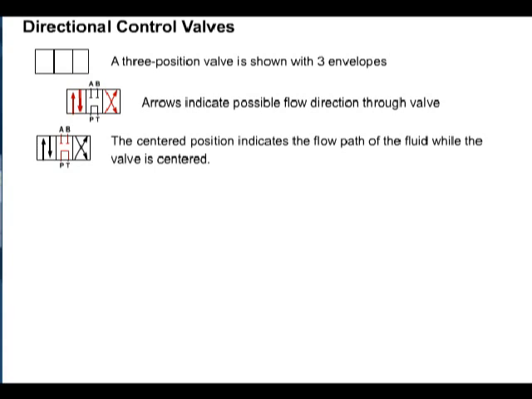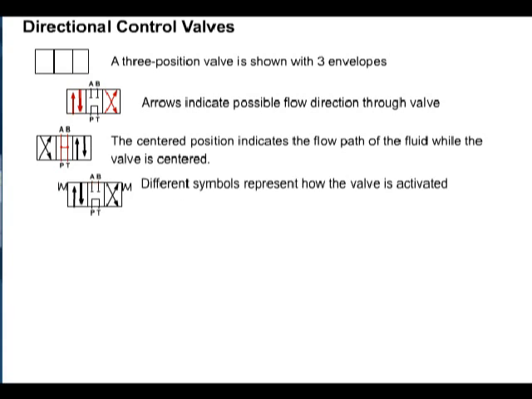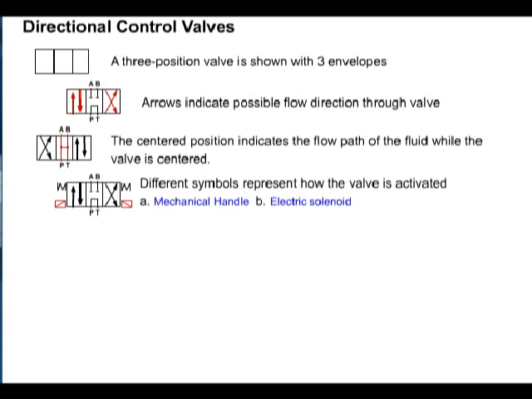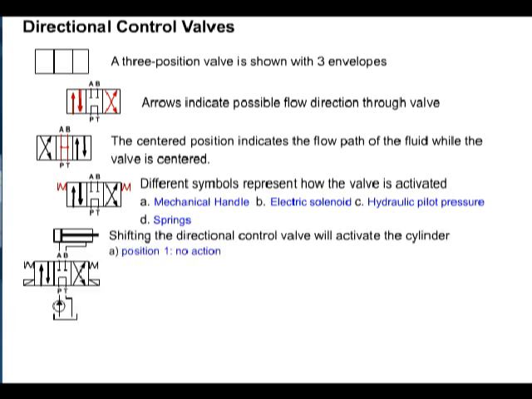While there are many types of center configurations, the 4 most common are tandem, closed, float, and open. To shift the valve or activate it, we can use a mechanical handle or lever, an electric solenoid, or hydraulic pilot pressure. The springs indicate that the valve is centered when not activated. In position 1 or centered, fluid flows from the pump through the valve to the tank. This is a tandem center.